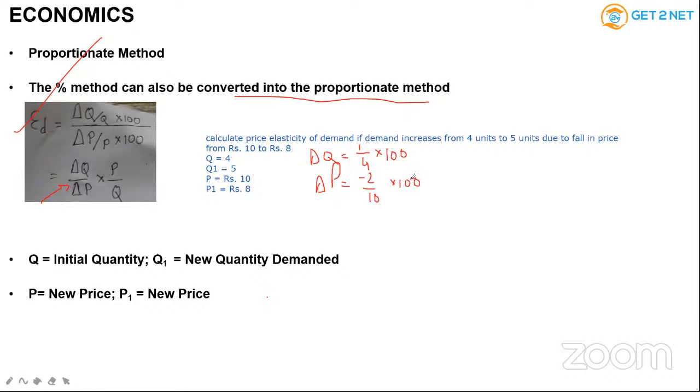Now put it. You will get the value of minus 1.25. This is your elasticity of demand. Clear, all of you? Any doubt? No, ma'am.